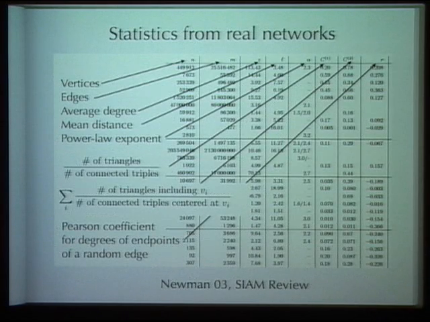So here are some very nice statistics that Mark Newman gathered some time back. Here is a table. These are the different definitions: the vertices, the edges, the average degree, the mean distance between vertices for which there exists a path. If the graph has a power law, the scaling exponent, then two different definitions of the clustering coefficient, which are pretty similar. And finally, the Pearson coefficient for the degrees of the endpoints of a random edge.